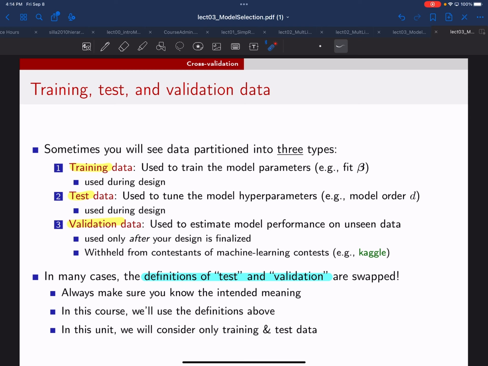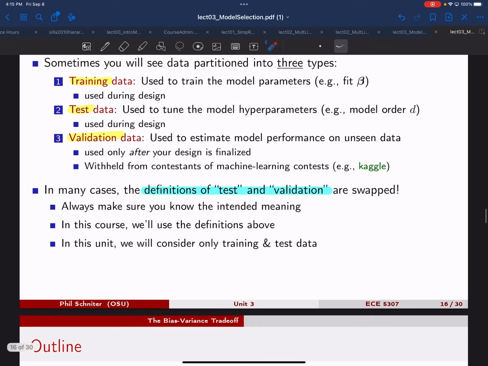Okay, so in this unit, we have only considered training and test. We have not held out any special data that we use at the end after we fit our parameters in our model order. But I just wanted to bring this up because it is something you'll see in practice. Okay, any questions on this?